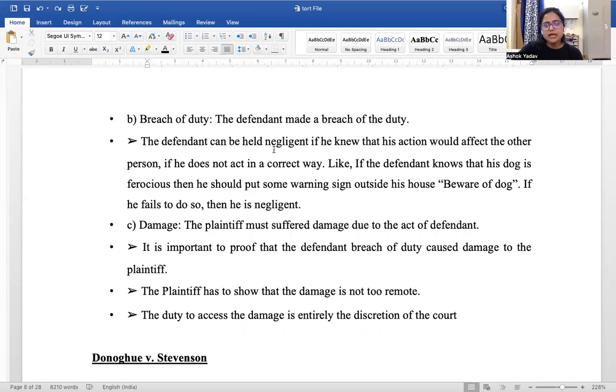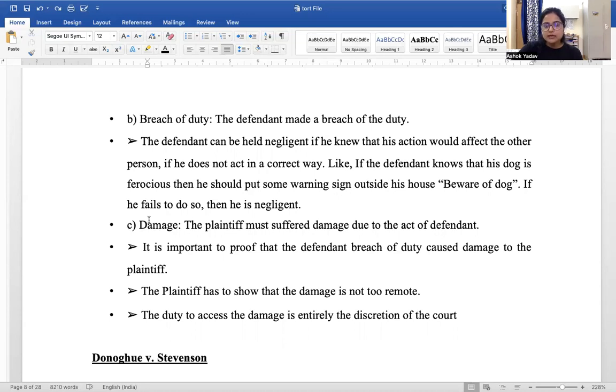The defendant can be held negligent if he knew that his action would affect the other person. If he does not act in a correct way, like if the defendant knows that his dog is ferocious, then he should put some warning sign outside his house, like beware of dog. If he fails to do it, then he is negligent, right?